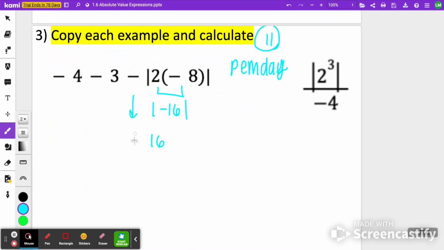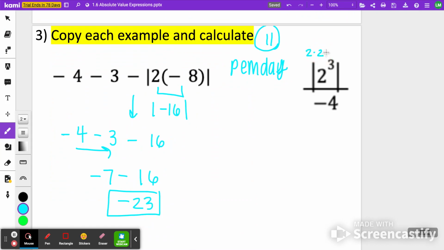Now I'm going to bring down everything else like I see it and continue along my way. All of this is subtraction, so I'm just going to do this in order from left to right. -4 minus 3 is -7, and -7 minus 16 is -23. Over here on the right side, I have the absolute value of 2 cubed. This just means 2 times itself 3 times. So 2 times 2 times 2 is 8, and then 8 divided by -4 is -2.